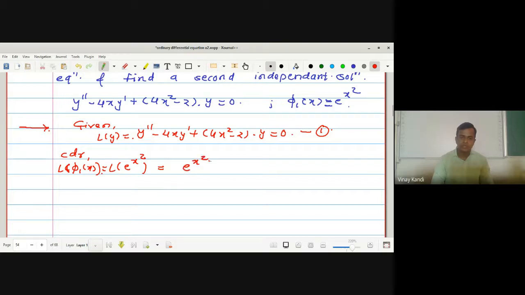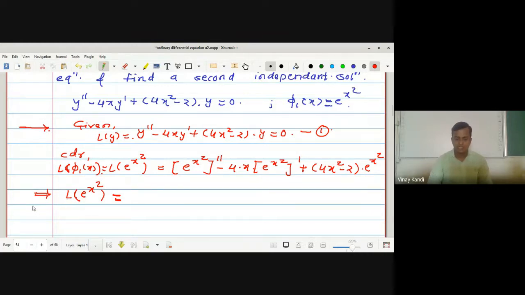L of phi 1 of x is equal to L of e raised to x square, which is equal to (e raised to x square) double dash minus 4 into x into (e raised to x square) dash plus (4x square minus 2) into e raised to x square. Which implies, next term, solve it.